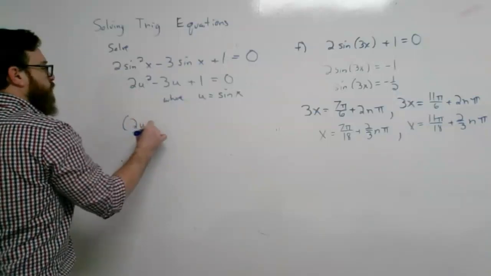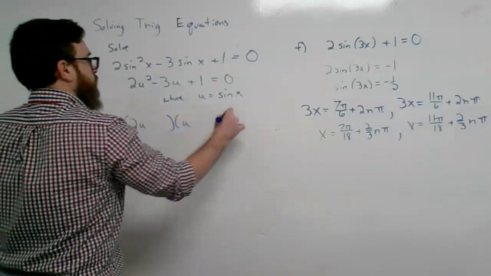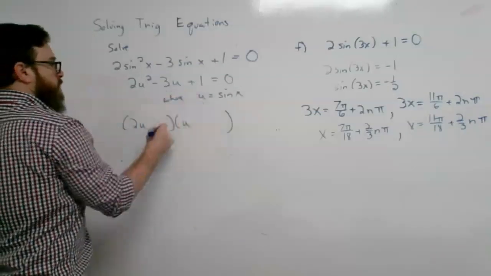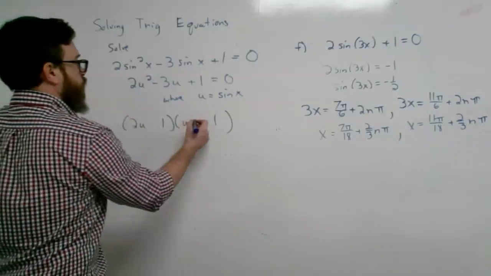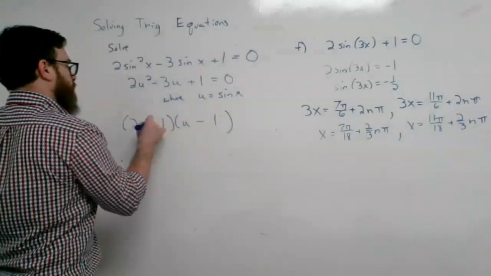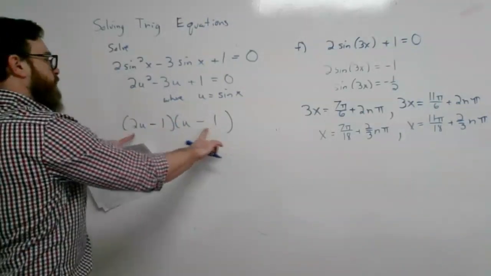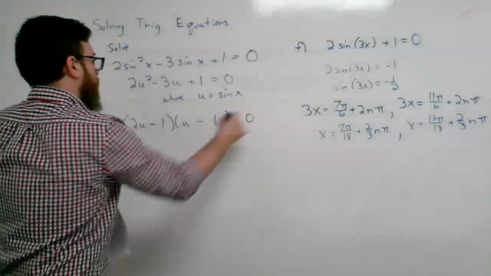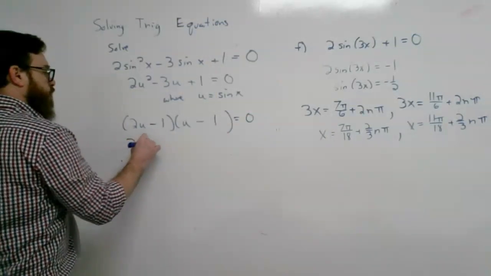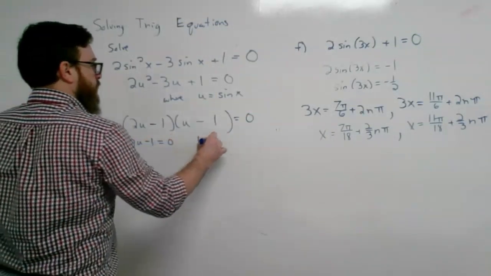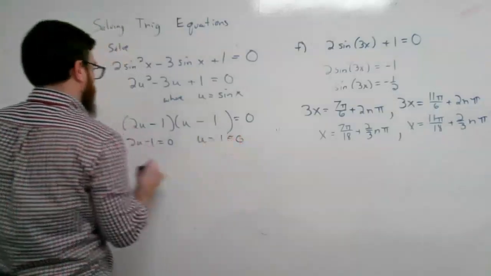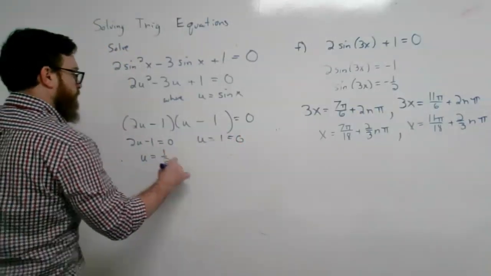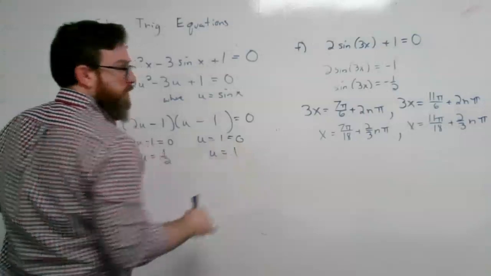So I know to factor it's going to be 2u and u. The only way to multiply to 1 is this is going to have to be 1 and 1. And this has to subtract 3, so 2 times that and that. So minus 2 minus 1 is going to be equal to minus 3. So here I get 2u minus 1 is equal to 0. And here I get u minus 1 is equal to 0. So solving, I'm going to have u is equal to 1/2 and u is equal to 1.